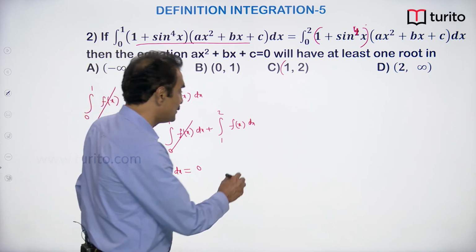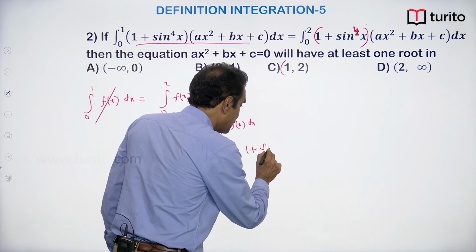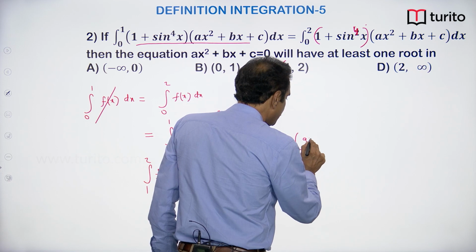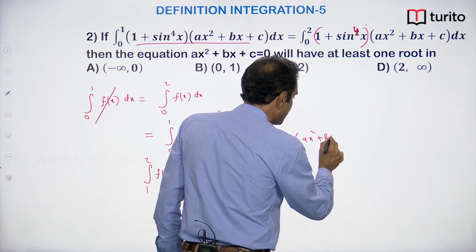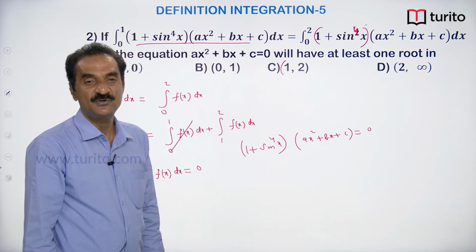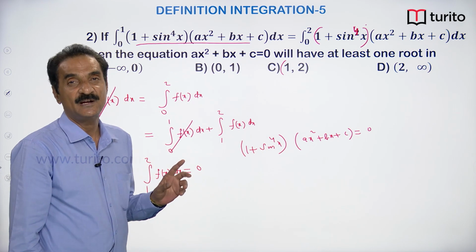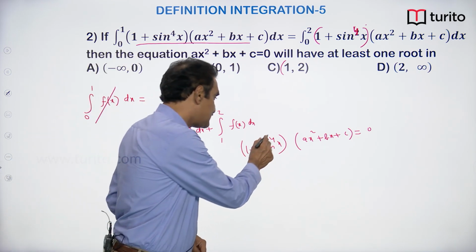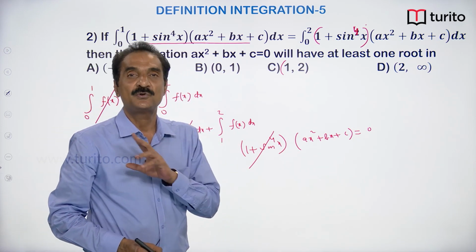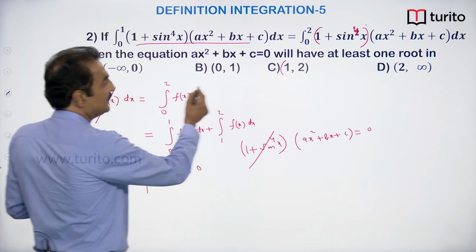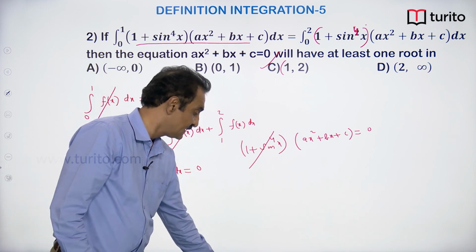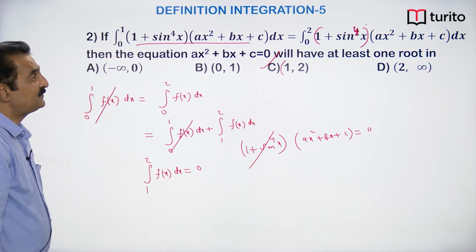What is f of x equal to 0? 1 plus sine power 4x into ax² + bx + c is equal to 0 should have at least one root in the interval 1 to 2. But this is never 0. Therefore, the equation ax² + bx + c = 0 should have at least one root in the interval 1 to 2. Option C is correct. Next question.